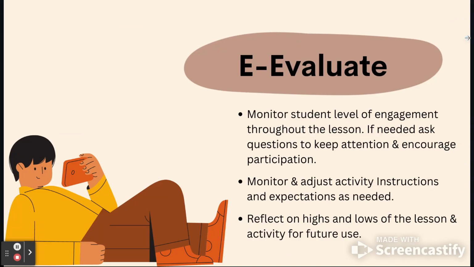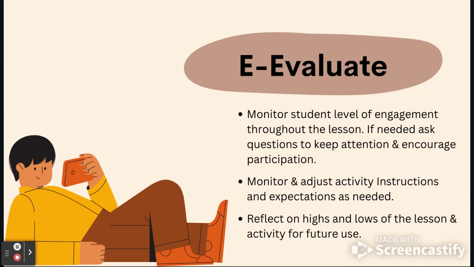E stands for Evaluate. I would monitor students' level of engagement throughout the lesson. If needed, I could ask questions to help keep their attention and encourage more participation. Monitor and adjust activity instructions and expectations as needed. Maybe if I noticed during the lesson they weren't participating or listening as well, I might need to go more into depth in my expectations during the activity.